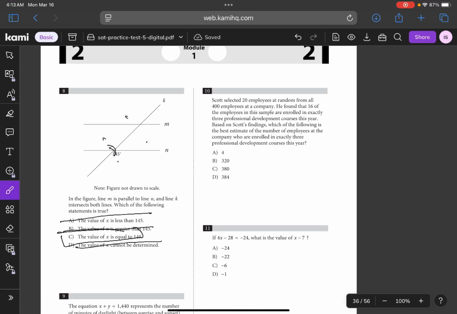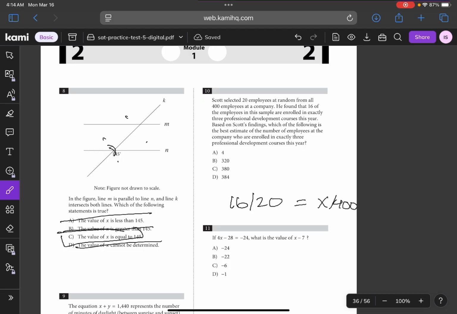Question number 10. Scott selected 20 employees at random from all 400 employees at a company. He found that 16 of these employees in the sample are enrolled in exactly 3 professional development courses. Based on Scott's finding, what is the best estimate of the number of employees at the company who are enrolled in exactly 3 professional courses each year? So because of a sample size, we're assuming it's representative of the total. So we know that 16 of the 20 would be the same as x, the total out of 400.